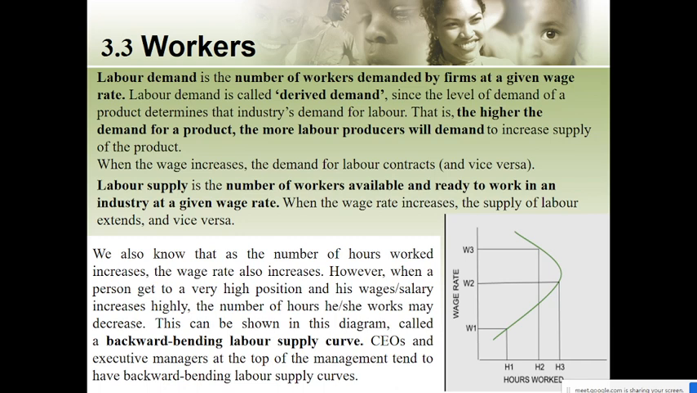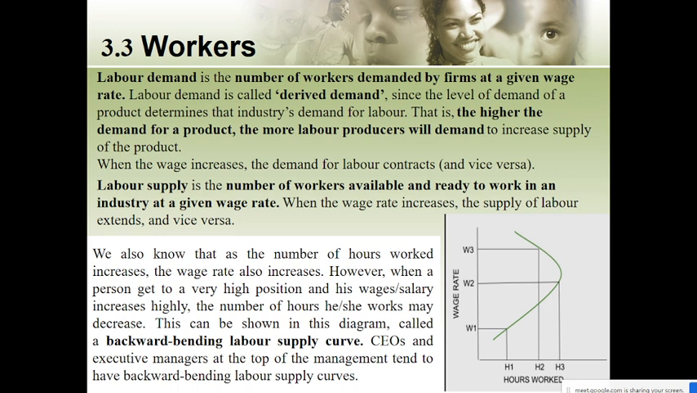Now, the third is: what is labor demand and labor supply? The idea will remain the same. Labor demand is the number of workers demanded by the firm at a given wage rate. Labor demand is called derived demand, since the level of demand for the product determines the industry's demand for labor. The higher the demand for the product, the more labor producers will demand to increase the supply of the product. When the wage increases, the demand for labor, like contracts, will also increase.